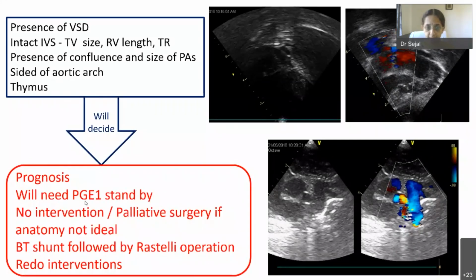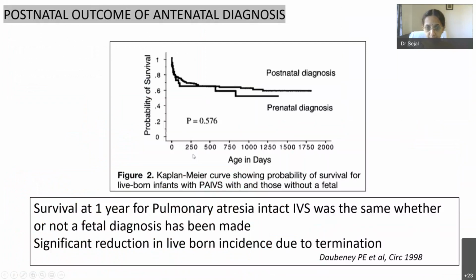Definitely, we need a prostaglandin standby, and might need a neonatal PT shunt. Redo interventions counseling is extremely important. There are times where no intervention is considered if the pulmonary artery confluence is not there, collaterals are not sizable, stenosed, not in a position where unifocalization is feasible. So that little possibility needs to go to the parents that sometimes even intervention is not feasible. So I think this was related to pulmonary atresia and ventricular septal defect.